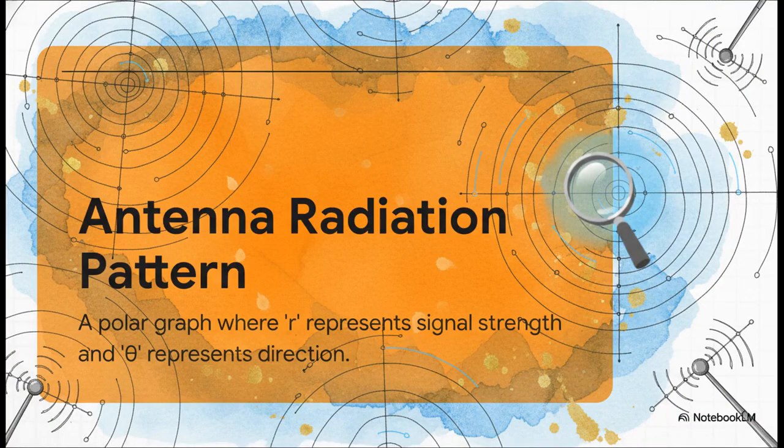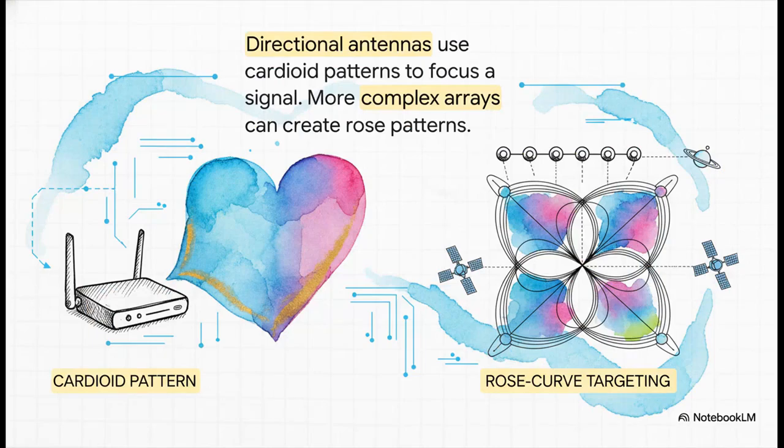Take a look at this. It's called an antenna radiation pattern, and it is a perfect real-world polar graph. In this case, r isn't just distance, it's the strength of a radio signal, and theta, of course, is the direction. This is literally what engineers use to map out how well an antenna is working and in what direction. And what shapes do you think they use? The very ones we just learned.